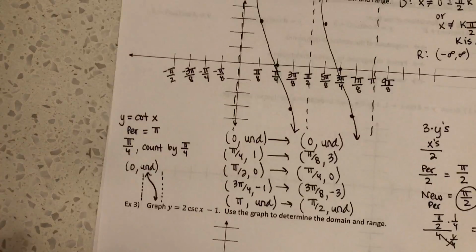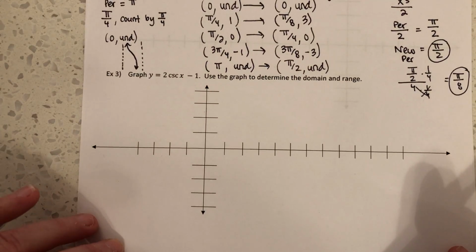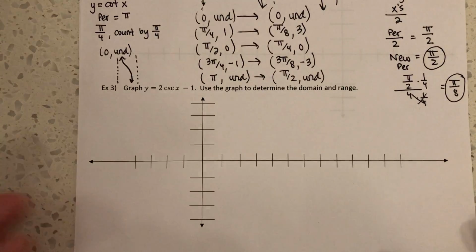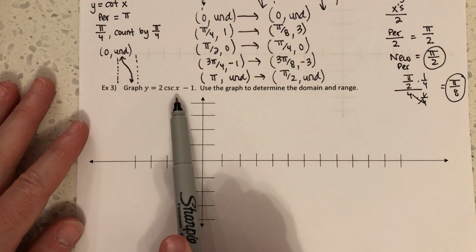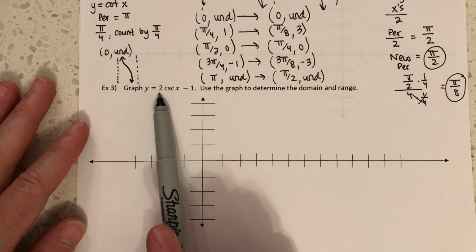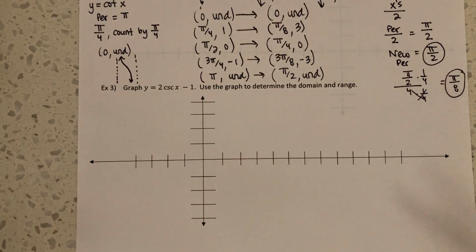All right, last one. Graph y equals 2 times the cosecant of x minus 1. Well, the good news is that I noticed right away is that they didn't do anything to x. So it's not changing our period. Everything's just happening to y. This 2 is on the outside. This minus 1 is on the outside. So I don't have to worry about my x's changing.